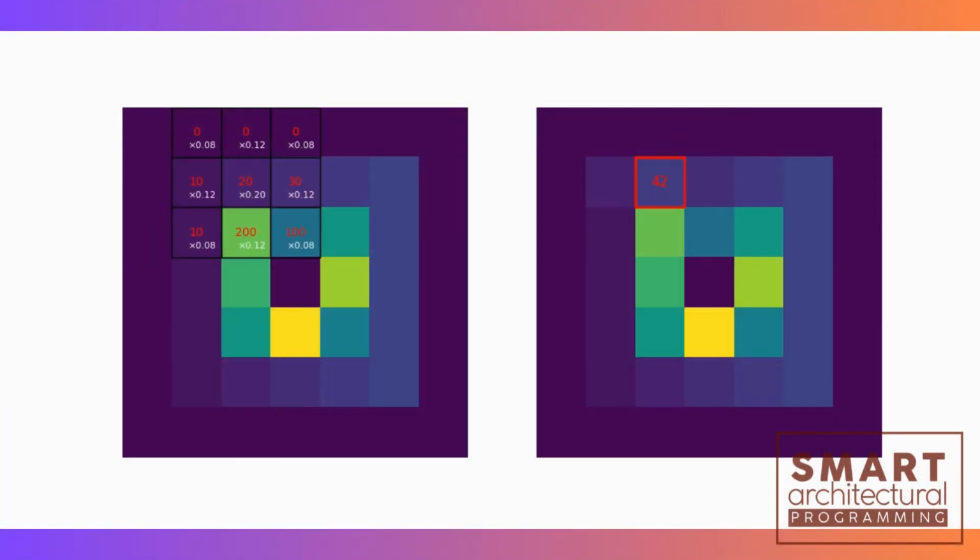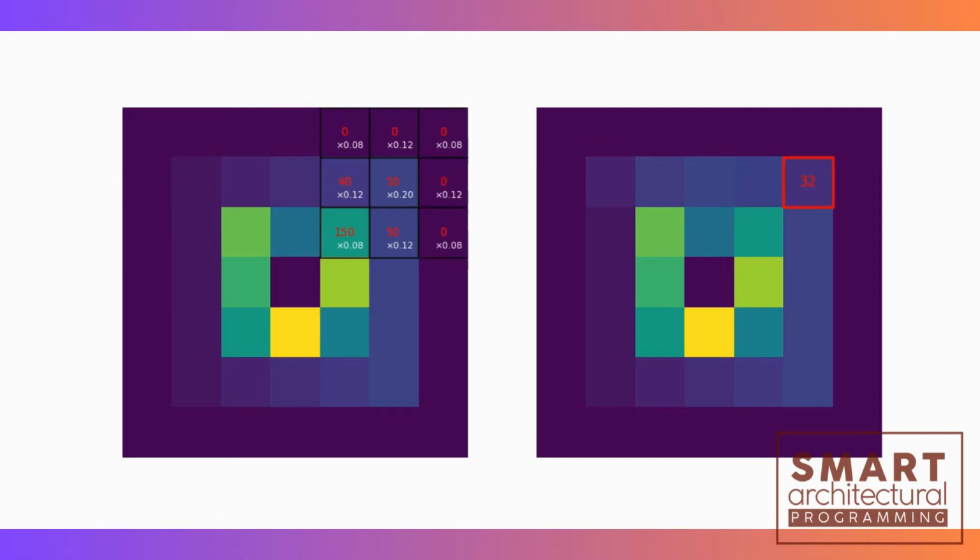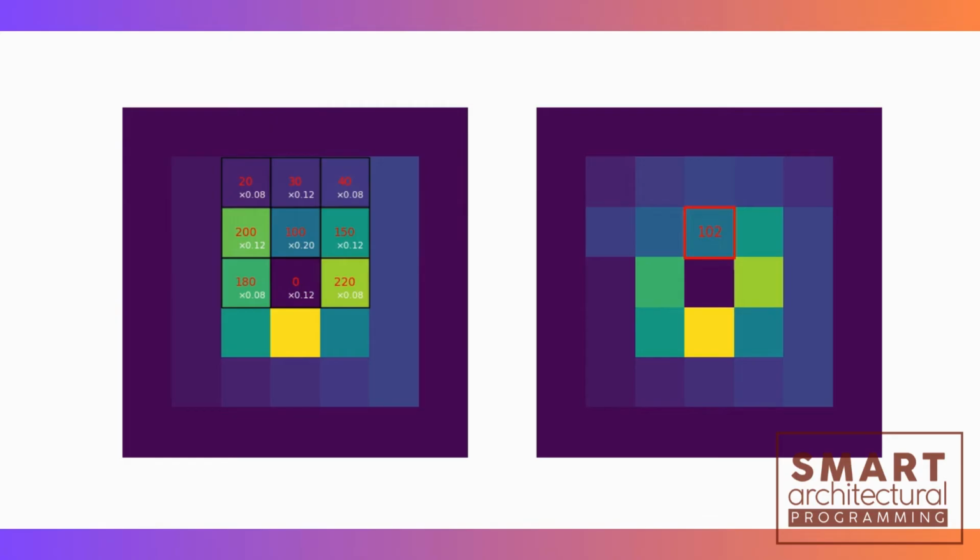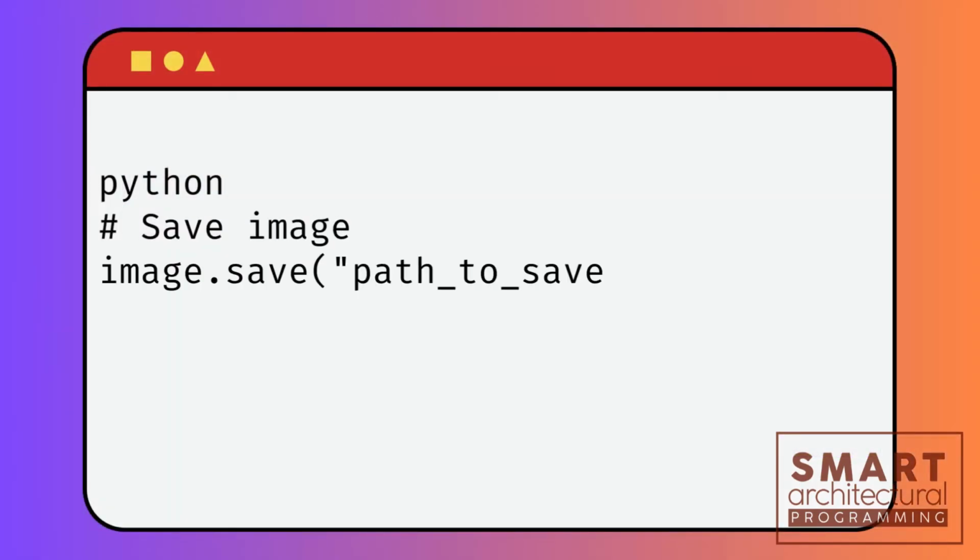Pillow also offers various built-in filters. Let's apply a blur filter to our image. After editing, you might want to save your image. Here's how you can save it in a different format.